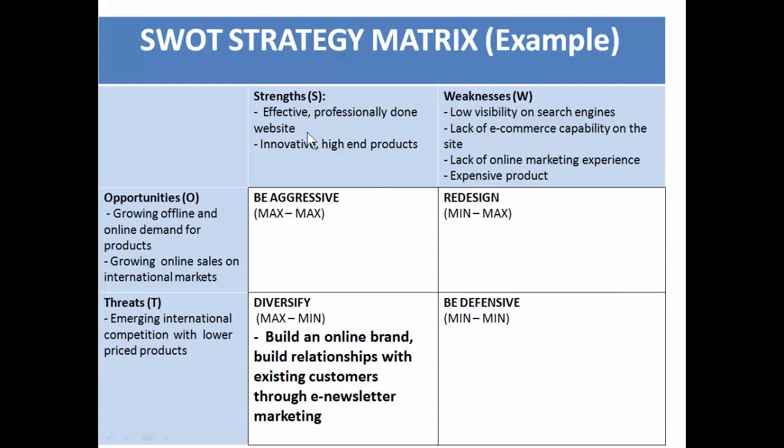Number 3, diversify quadrant. What do you do when you have excellent strengths, you have a great website, etc., yet you have lots of emerging international competition? Well, the answer is build an online brand, build trust, build relationships with existing customers, maybe through e-newsletter marketing, where you actually try to remind them of your company, increase their interest in your products, offer them special incentives or rewards, try to make them more loyal.